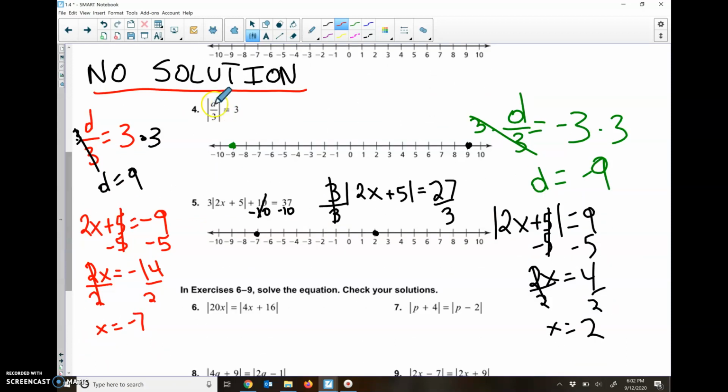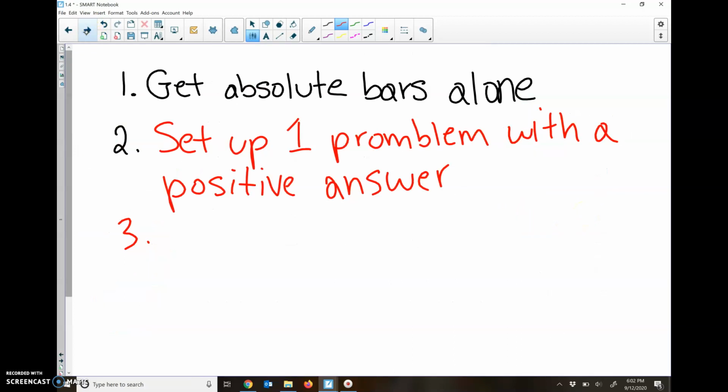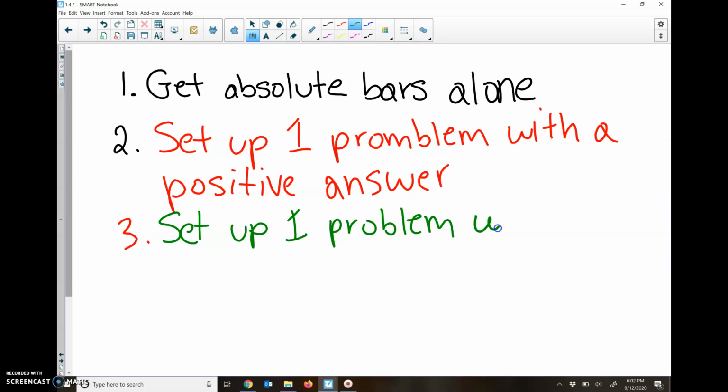We did it here with number 4. D divided by 3 equals 3. And we did it here with number 5. 2x plus 5 equals a positive 9. Okay, step 3. We're going to set up one problem this time with a negative answer.